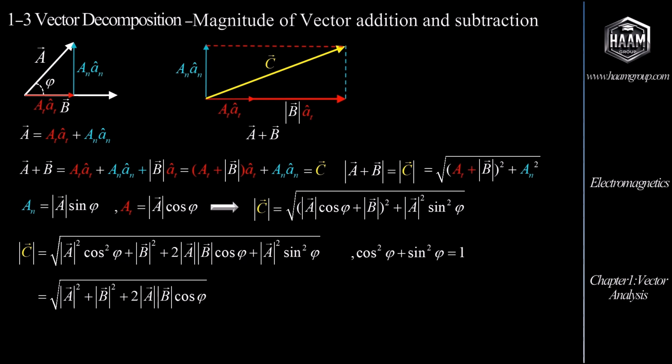Using the same procedure, the magnitude of the vector difference can also be derived as this equation. The only difference between the two equations is the sign of the last term. It is positive for vector addition and negative for vector subtraction.